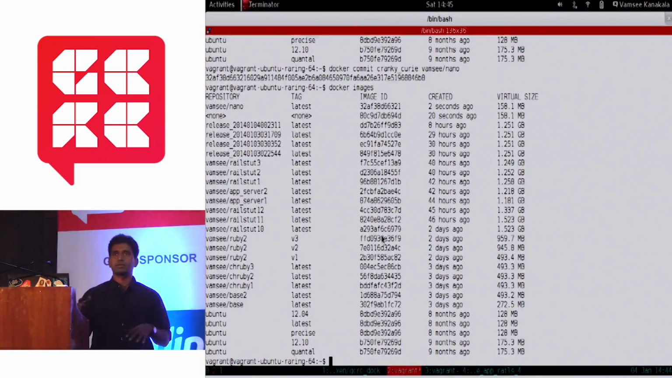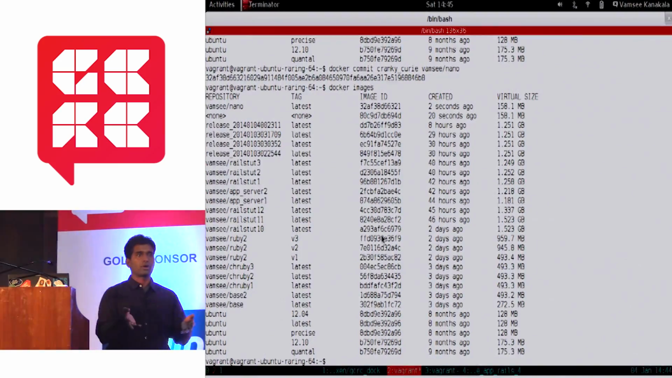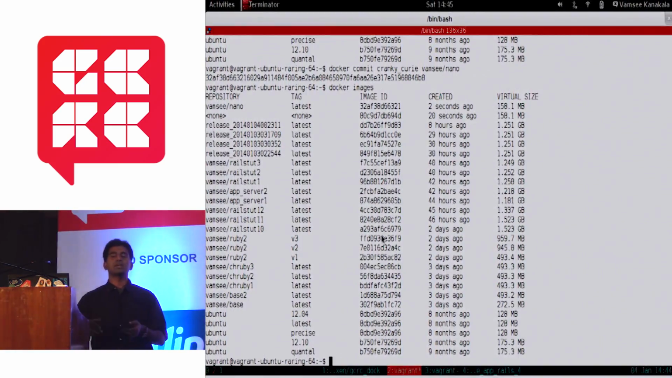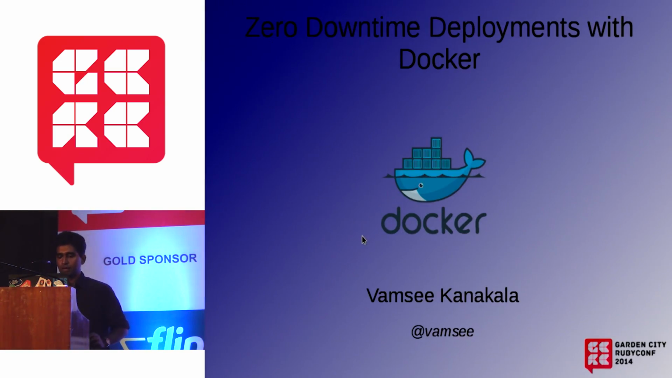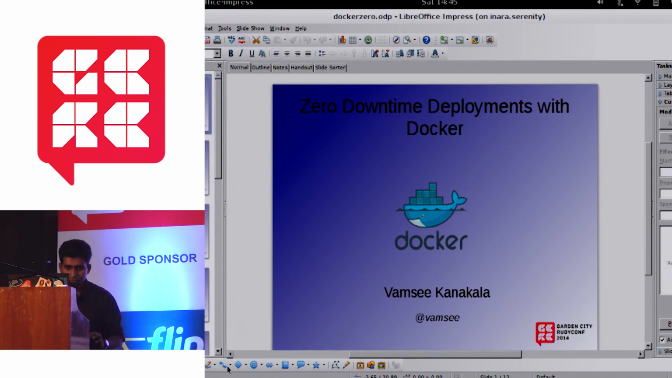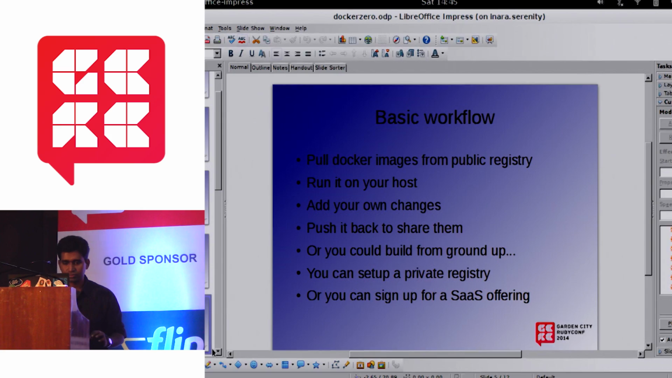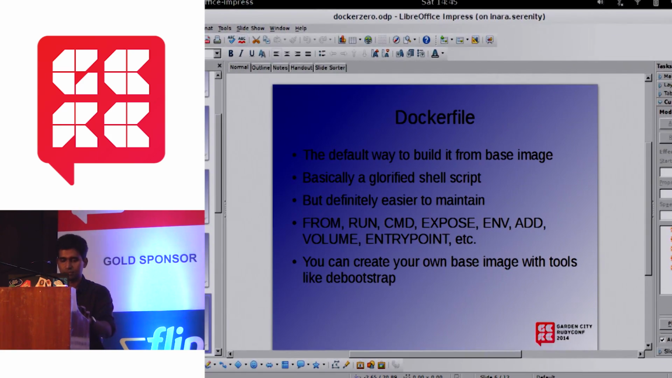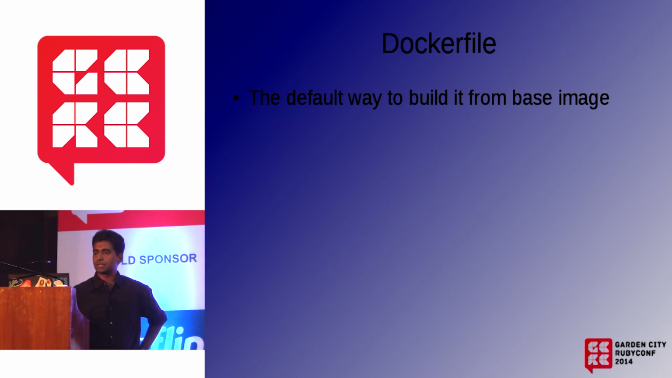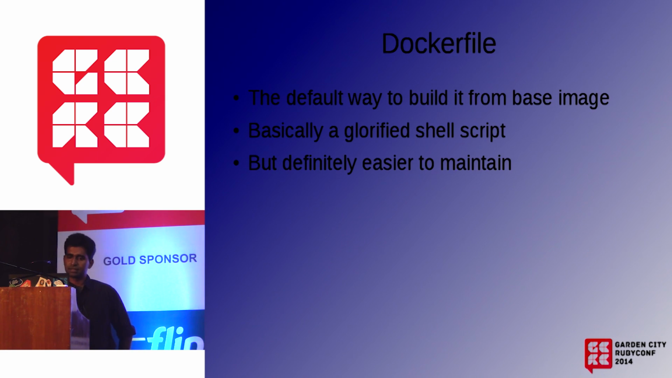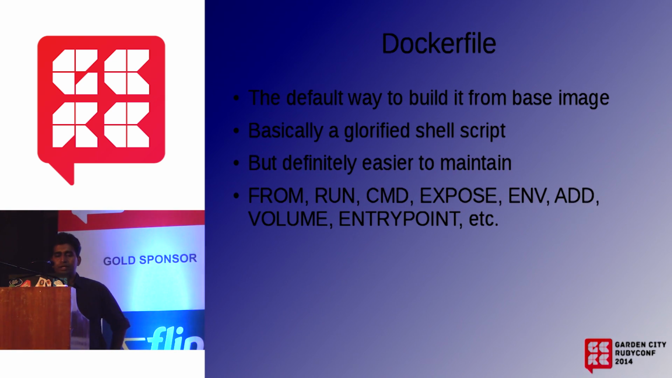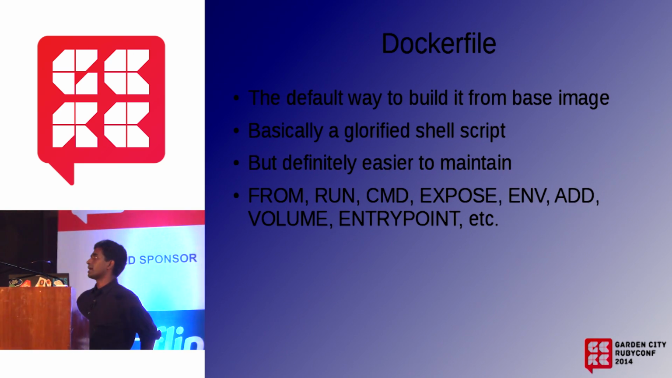And there's a second part to it. What I've done so far is the manual. So I've logged into a container and I've installed stuff in it. So you basically automate it with something called the Dockerfile. So Dockerfile, it's very similar to what you have, Rakefiles or Makefiles in your projects. So it's a default way to build it from base image, basically a glorified shell script, but definitely easier to maintain. And you have directives like from, run, command, expose.